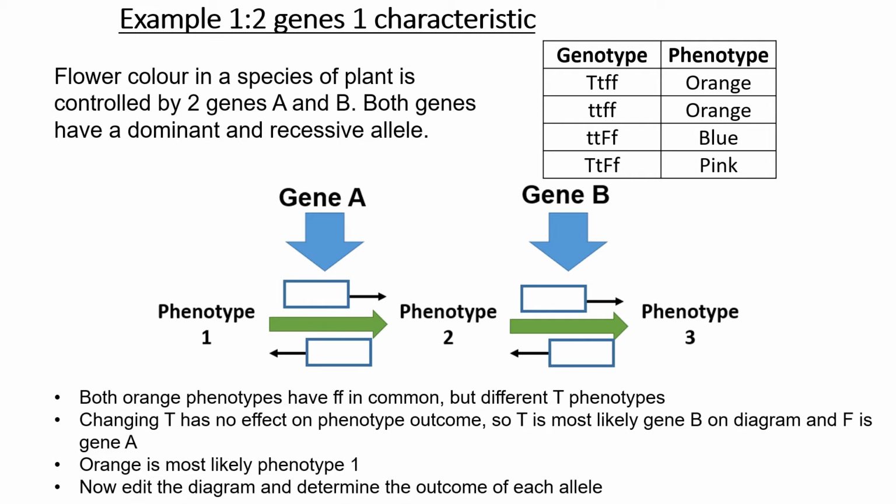This is further backed up by the changes in gene T, because changing gene T has no impact on it, in the same way that if you have gene B, if you don't progress from phenotype 1 to phenotype 2, gene B becomes completely irrelevant because no matter what alleles you've got, you haven't progressed from phenotype 1 to phenotype 2, so you cannot progress from phenotype 2 to phenotype 3. So that is leading to the suggestion that on our diagram, gene A should be replaced with the gene F and gene B should be gene T.